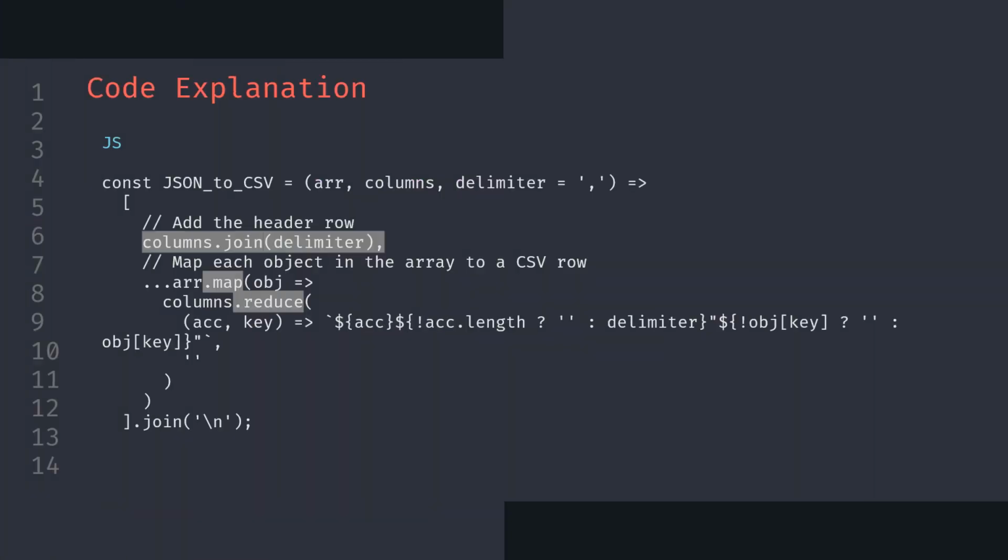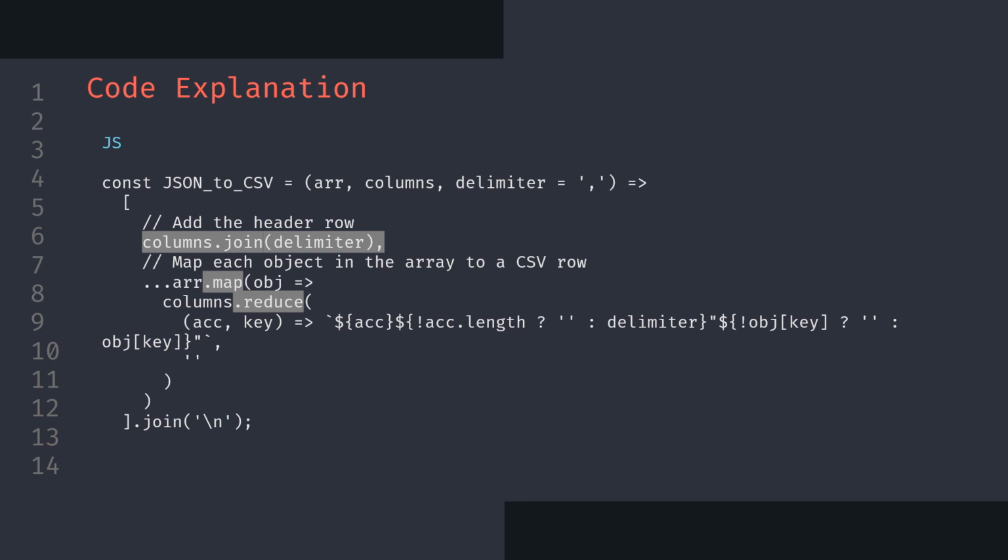Here's the JavaScript function, JSON to CSV. Let's break it down step by step. The first row of the CSV is the header row, created by joining the column names using the specified delimiter, which by default is a comma.